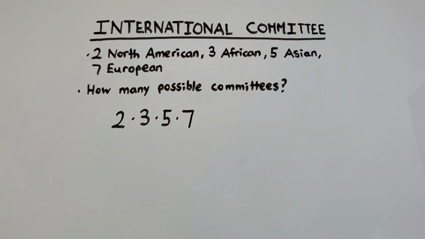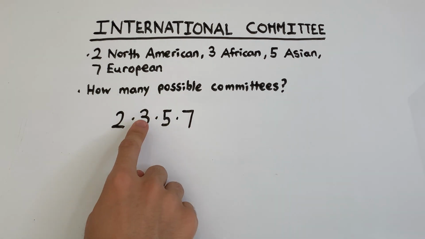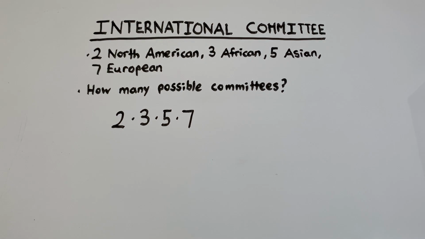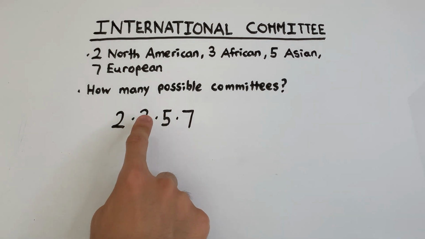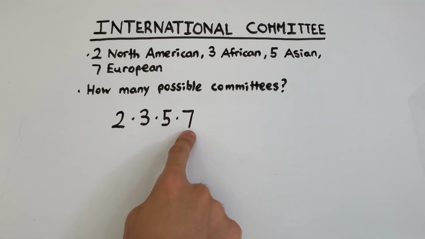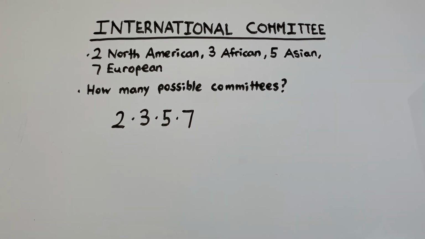Now, since these events are all independent, we can multiply them all out. And remember, don't get too stressed about the word independent. All that means is that our choices do not depend on the previous choice. For example, the African country that's selected does not depend on the North American country that was chosen. The Asian country doesn't depend on the African country, and the European country doesn't depend on the Asian country.